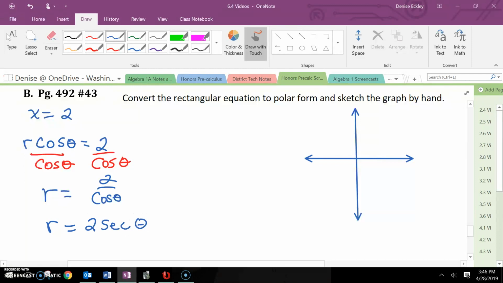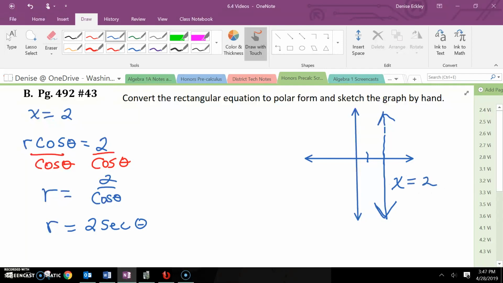And we're supposed to draw this by hand. So on my graph, as I said, an x line is a vertical line. So we have a vertical line through, oops, that was really terrible. Let's get rid of all that. A vertical line through x equals 2 as such. And I'm going to verify that on the graphing calculator.